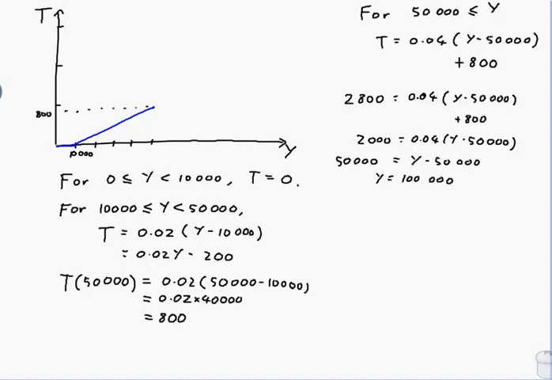That tells me I need to draw the point (100,000, 2,800). So that was 50,000, 60,000, 70,000, 80,000, 90,000, 100,000, and I need to go up to 2,800. So (100,000, 2,800) is roughly there, and it's another straight line from there. Let's put in my labels: that was 100,000, and this was 2,800.